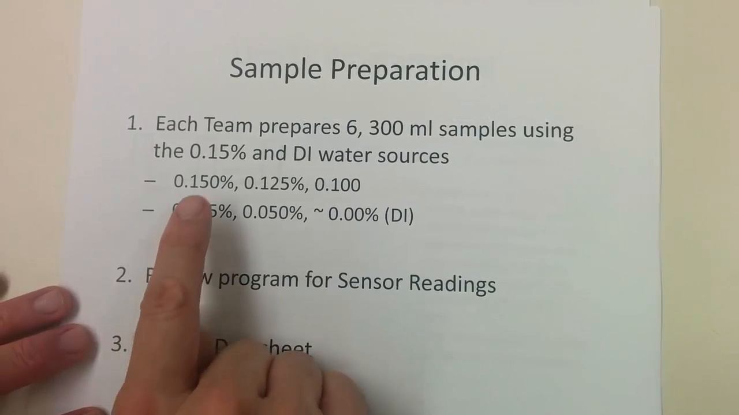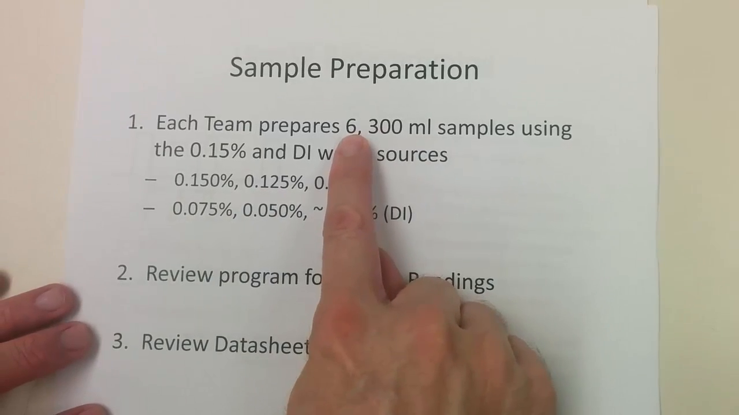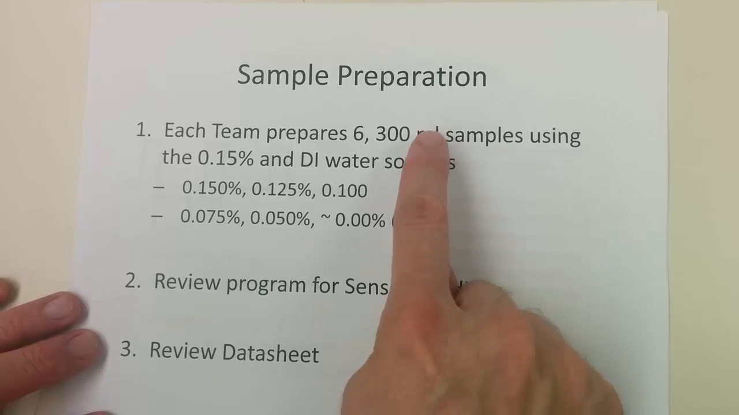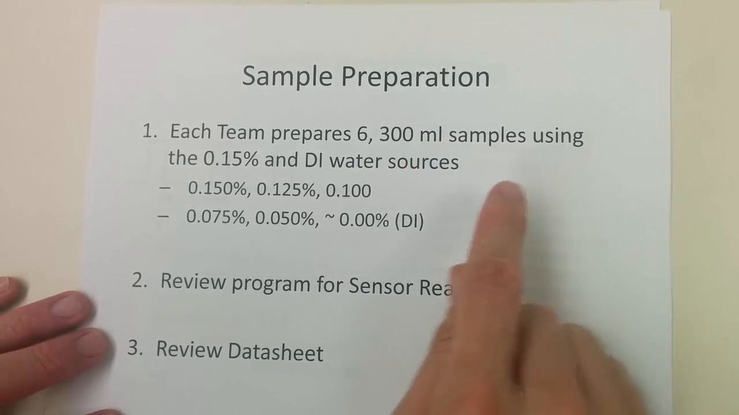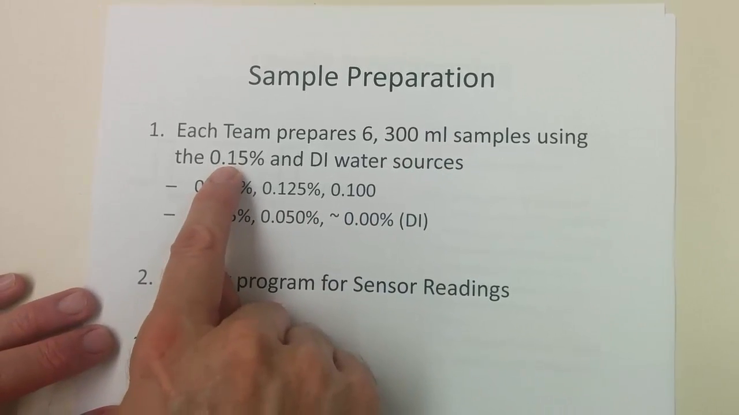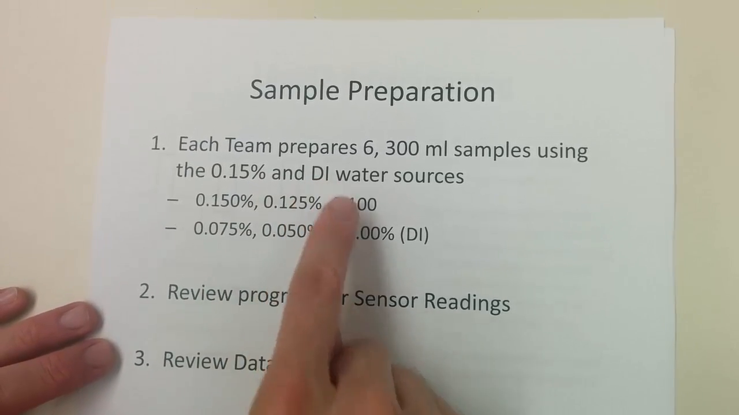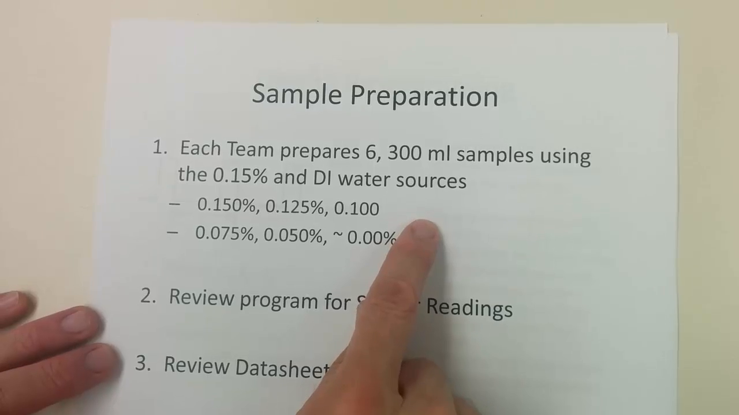So one of your homework assignments is to prepare 6 samples. They're 300 milliliter samples. That's about the volume of the tank, which you found during week 10. We've got 0.15% salt water and DI water, or close to DI, and you have to prepare these samples.